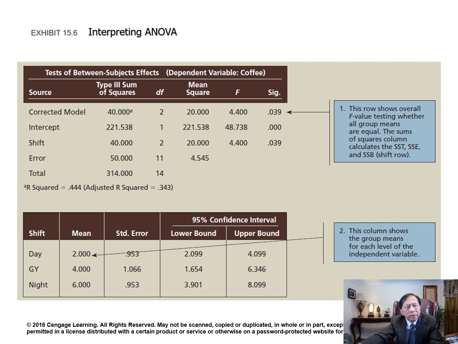This shows the mean number of cups: two cups for day shift, 4 cups for graveyard, and 6 cups for night shift. This is the standard error and the confidence interval, and the group means for each one. So what are we saying here? The intercept, the shift, right? The significance level is 0.039. So basically, we can now say there is a significant difference among different shifts, different groups, even though it looks like the night shift and the graveyard shift drink more.